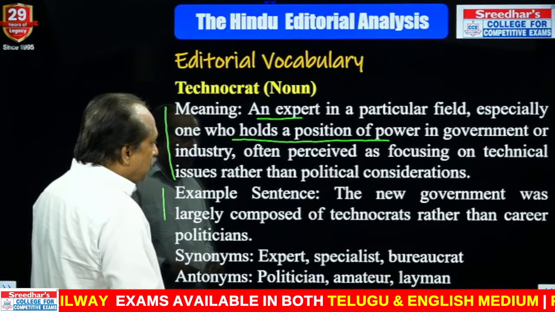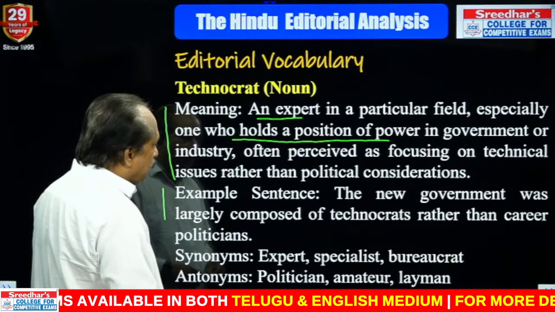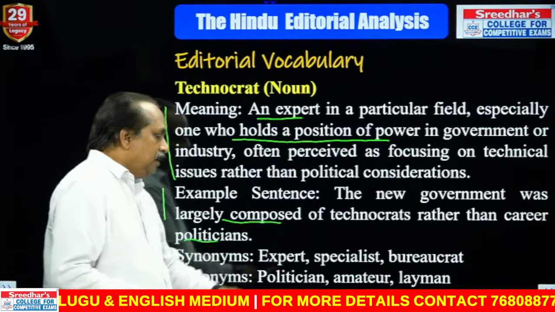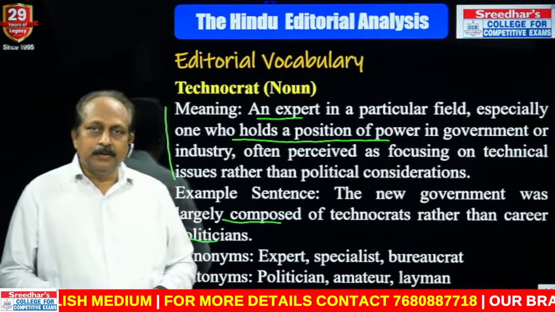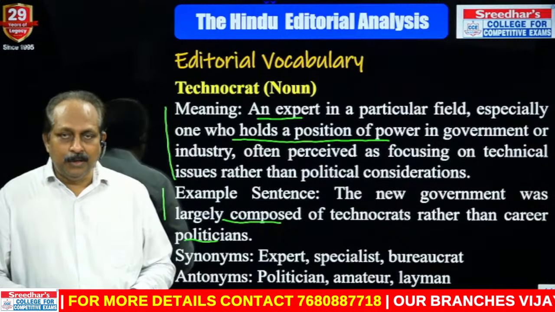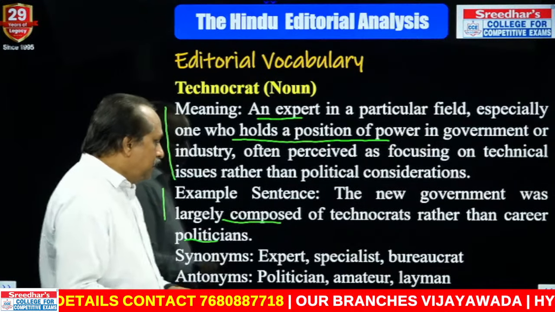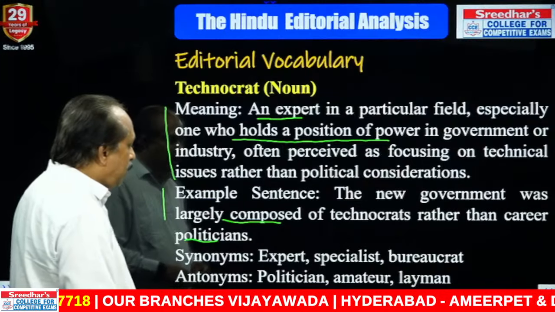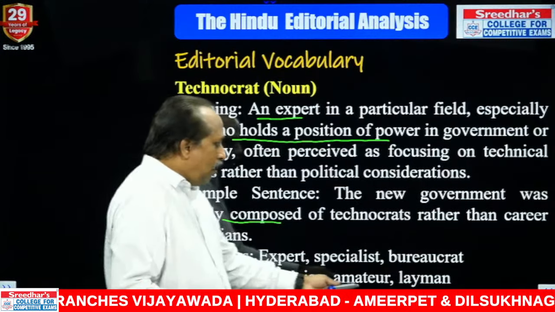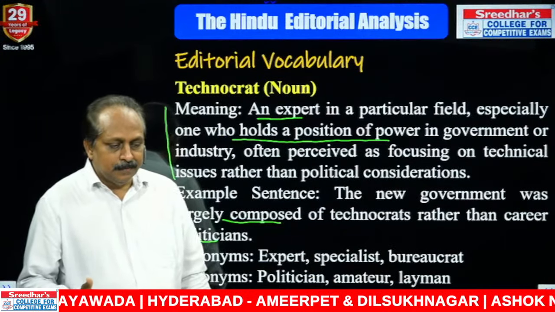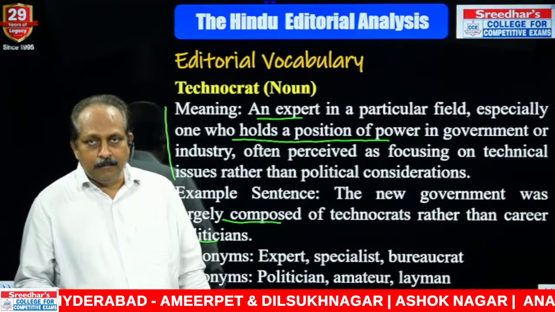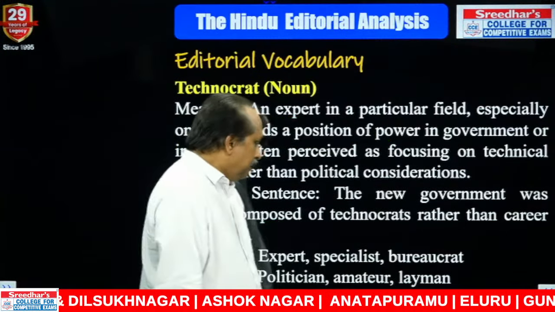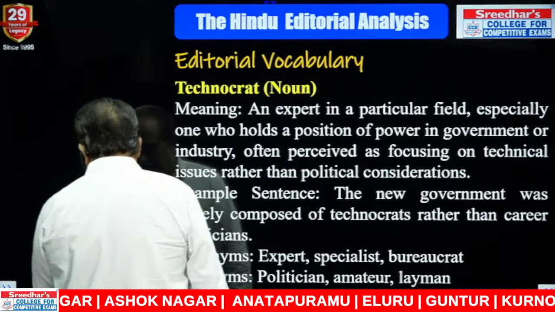Example: the new government was largely composed of technocrats rather than career politicians. A new government based on technocrats, not on typical politicians. Expert, specialist, bureaucrat. Politician, amateur, layman. Amateur's opposite is a professional. He is a professional photographer. Opposite, he is an amateur photographer. Not a profession, hobby.